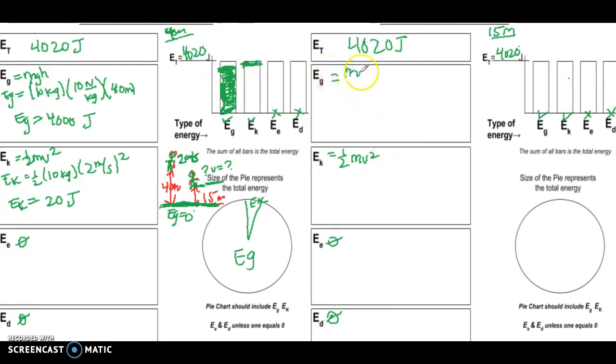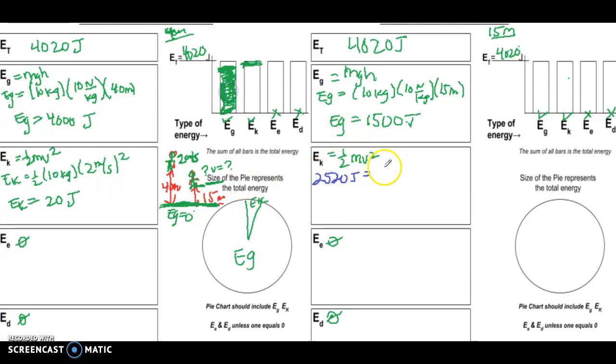My EK, I know I'm going to need 1/2 MV squared, and my EG is going to be MGH. I'm ultimately looking for the velocity, but I'm going to start with EG because hopefully I have enough stuff to solve it. The mass is 10 kilograms, G is 10 newtons per kilogram, and the height is 15 meters. So that's going to be 100 times 15, which is going to be 1,500 joules. To find the EK, I take the total, which is 4,020, minus 1,500. So I'm going to be left with 2,520 joules of EK.